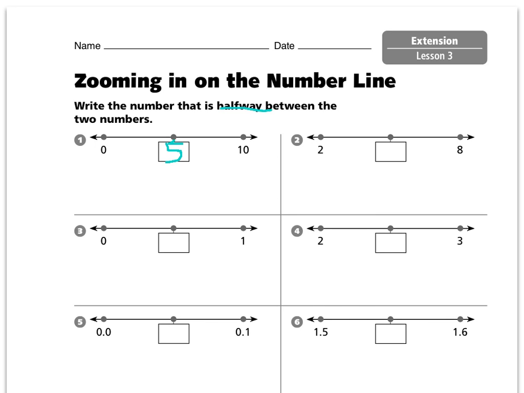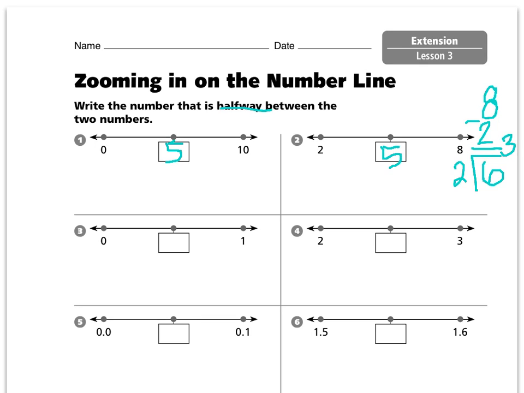Between 2 and 8, the difference between 2 and 8 would be 6. So I know that I would need to divide 6 by 2, which would be 3, is my halfway mark. So 2 plus 3 would be 5. Do the same thing for number 3.